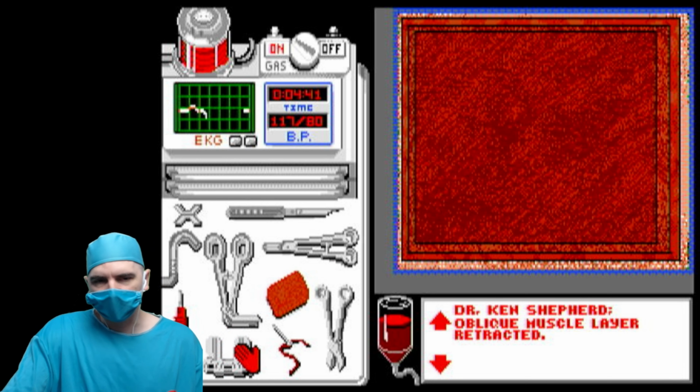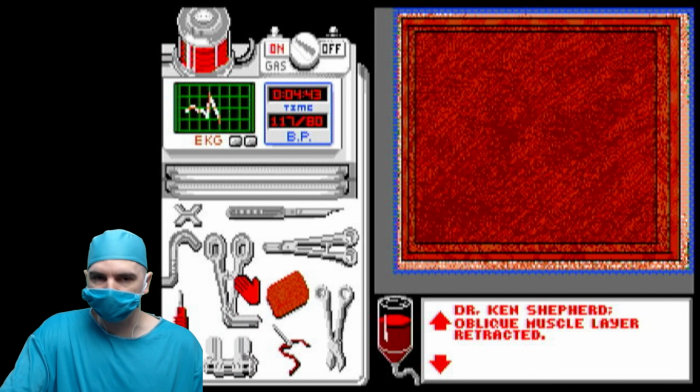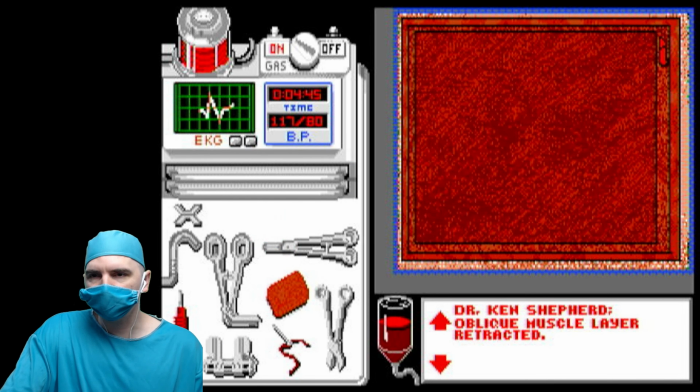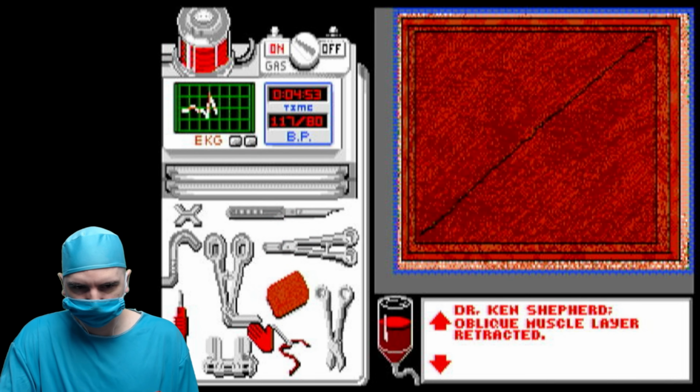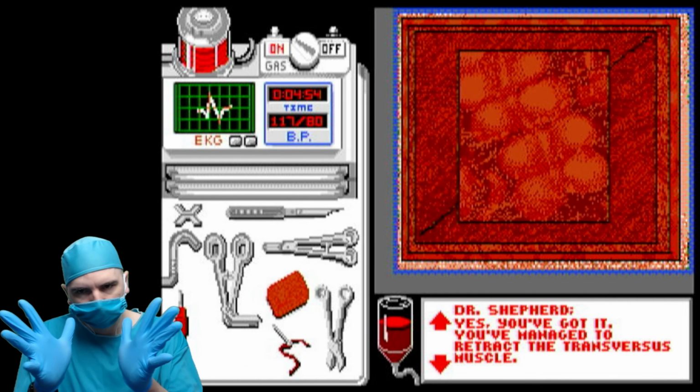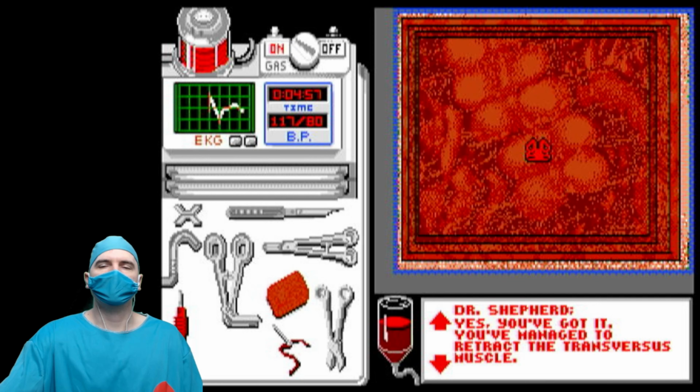Right, so for this layer, we have to go from the top right this time to the bottom left. Keep it as close as possible to those edges. Just don't go beyond the edges. Yes, you've got it. You've managed to retract the transversus muscle.